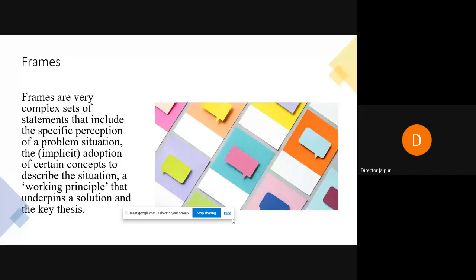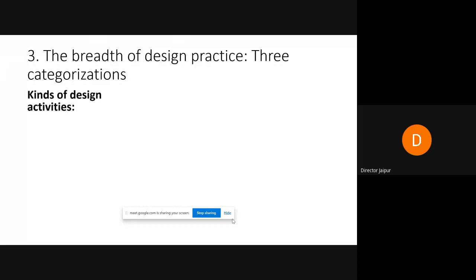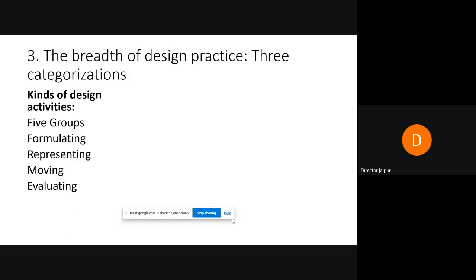Now, what is the breadth? That means the width of the design practice. They come under three categorizations. So mostly you should concentrate on frames. Then it becomes the process kinds of designs. You can have groups representing and evaluating.